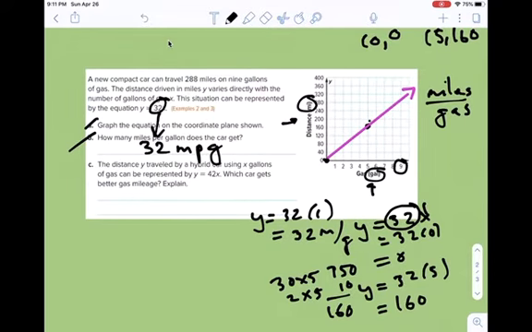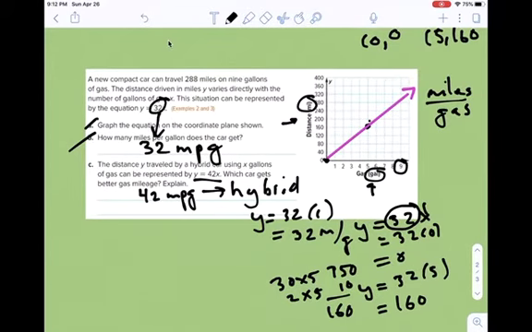Well, if you look at y equals 42x, that means that that car gets 42 miles per gallon, right? And so which car gets better gas mileage? Well, the hybrid, right? So the hybrid gets better gas mileage. So 42 miles per gallon, and explain.